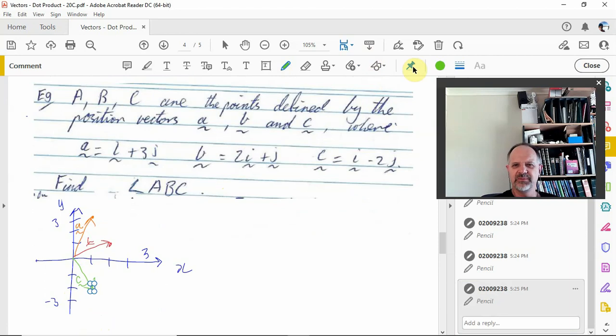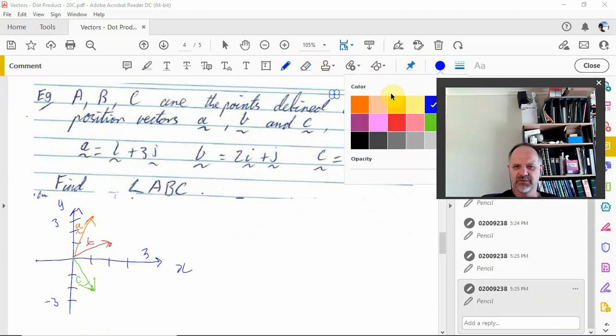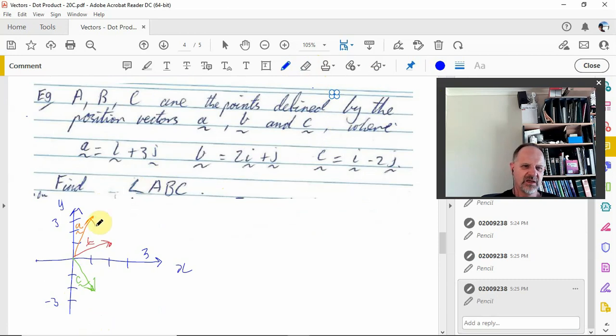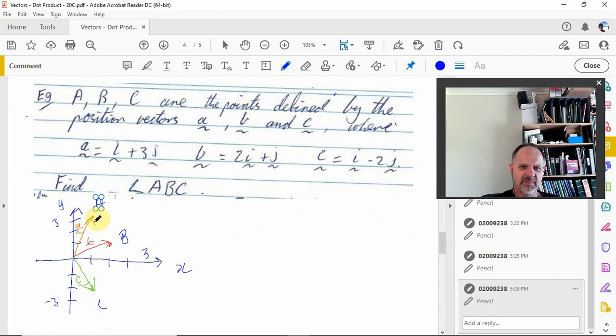Now the question is wanting the angle ABC. Remember that these vectors are point A, point B, point C. So angle A to B to C, we're looking for this angle in here. And we're looking at vectors, so we're looking at the angle between vectors, like the previous example that I just showed you.